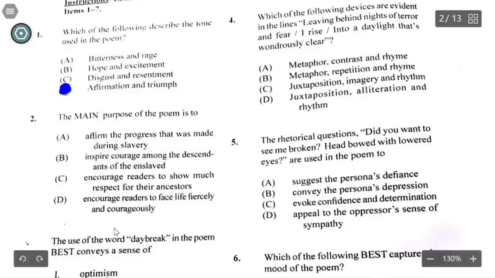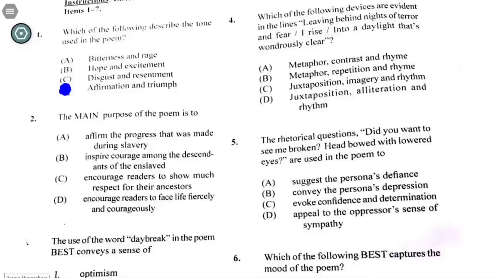Now, number two, the main purpose of the poem is to A, affirm the progress that was made during slavery. B, inspire courage among the descendants of the enslaved. C, encourage readers to show much respect for their ancestors. D, to encourage readers to face life fiercely and courageously. Now, when I did this, I was torn between A and B.